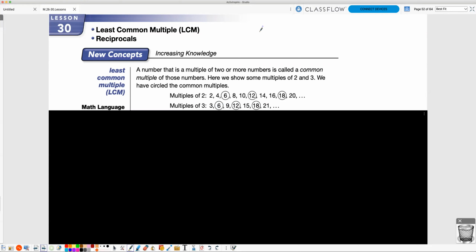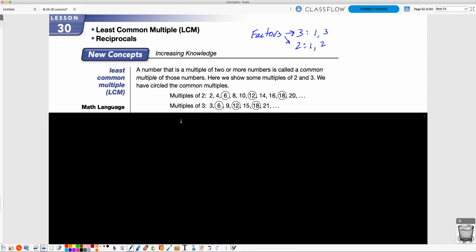Multiples are different than factors. We've been covering factors. Remember, if we were to look at the factors of 3, that would simply be 1 and 3 because it's a prime number. If we were talking about factors of 2, that would simply be 1 and 2 because it's a prime number. So factors are different than multiples. Multiples are counting by that amount.